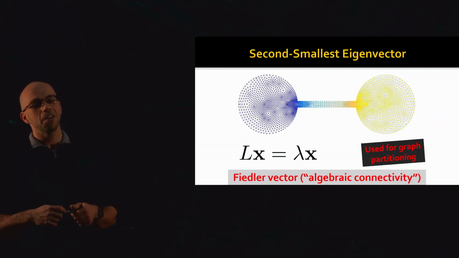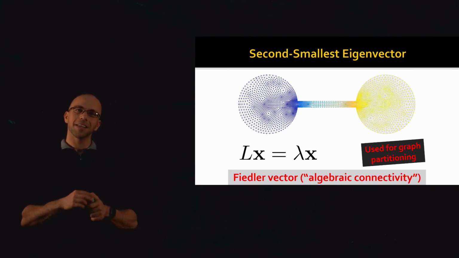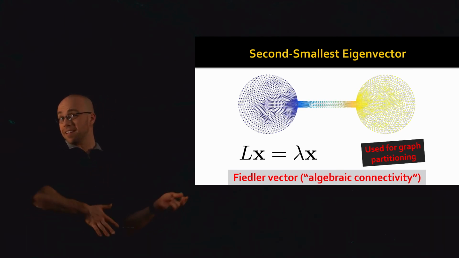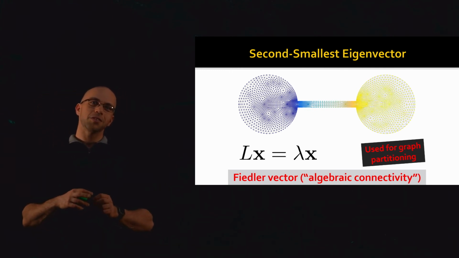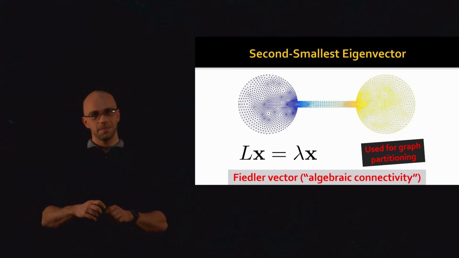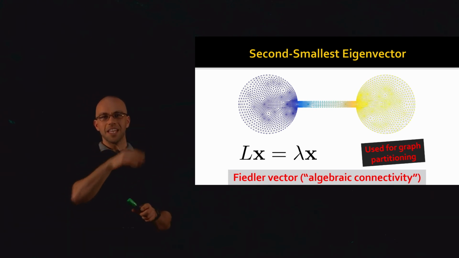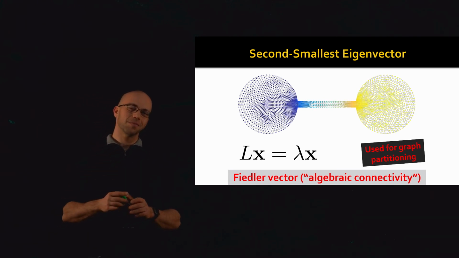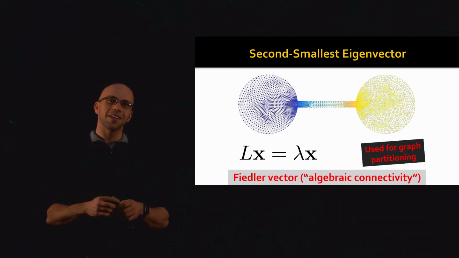So for example, here I'm showing you the second smallest eigenvector, or really the eigenvector corresponding to the second smallest eigenvalue. And this object is called the Fiedler vector, and the eigenvalue is the algebraic connectivity of your graph. It's a super interesting function. It doesn't have local optima in the interior of your graph. It kind of is the smoothest possible interesting function on your graph, like you can see here.